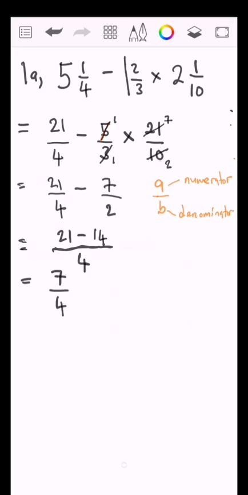Then tikadzokera question yedu yati giving your answer as a mixed number in its lowest terms. So tichada convert this improper fraction into a mixed number. How do we do that? We are going to divide 4 into 7. Saka 4 inopinda kangani muna 7? Inopinda once. Ichisiya a remainder of 3 because 7 minus 4 is 3. 3 over 4. We cannot further simplify this. Because our final answer is going to be 1 3/4. Let us go over to 1b.